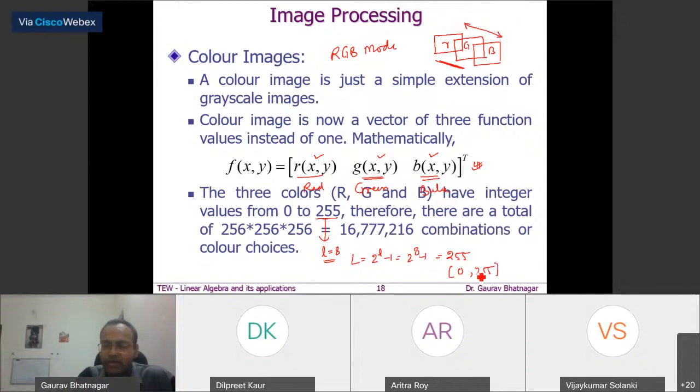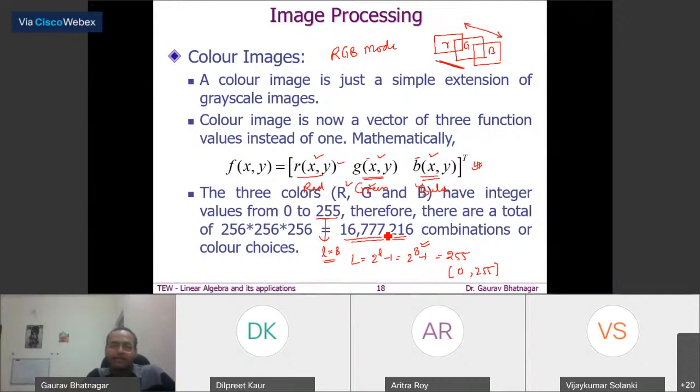Most of the current devices work on this particular setup of L equal to 8. So they represent every pixel with the help of 8 bits, and this has to be true for all R, G, and B, for all three colors. Then when you combine these, you get a color. Since we have 256 values for R, 256 values for G, and 256 values for B, all together you have this many color combinations in the current scenario, and these combinations lead to the color images.